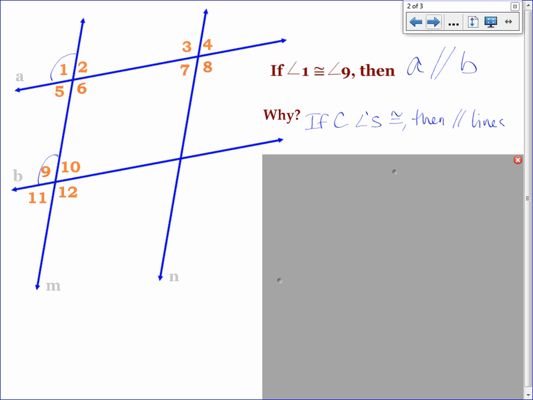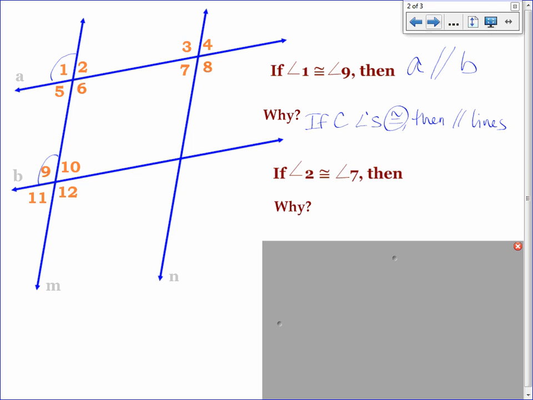Okay, do not forget to tell me what characteristic those angles have. It's one of the most common mistakes on this chapter test is kids don't put the congruent or supplementary. I need that there. Okay, let's look at this one. If 2 is congruent to 7, can we say anything?